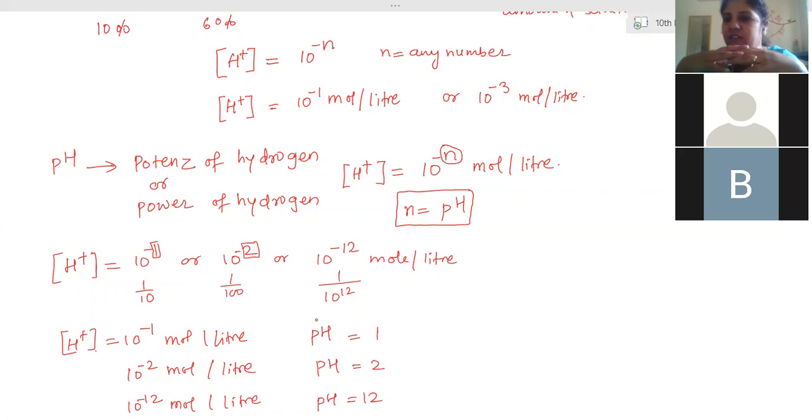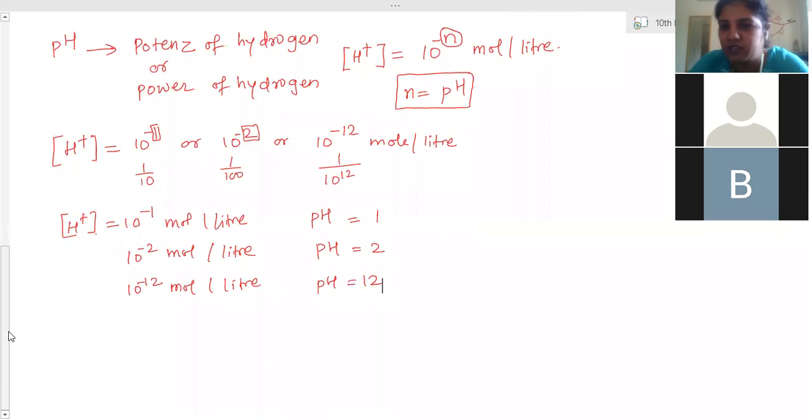H plus ions of acid and OH minus ions of base. What is the difference? H plus ions of acid are more than OH minus ions of base, which are less. And the H plus ion concentration of base is the least. Okay, now exactly how much least? For that you need to know the ionic constant.